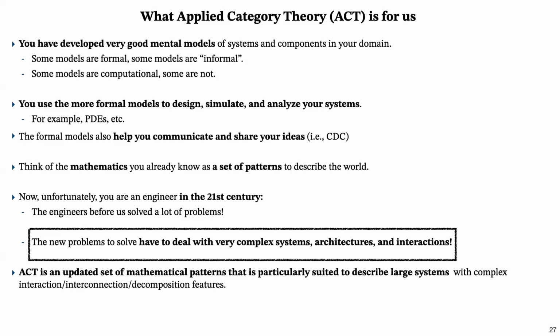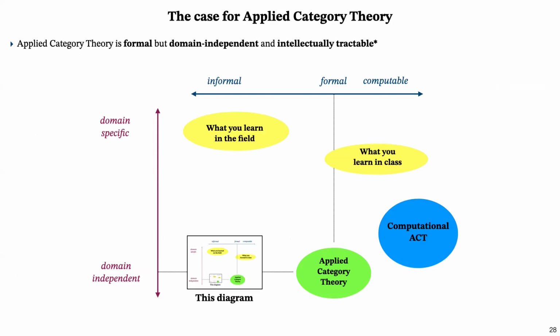Now, the unfortunate thing, if you're an engineer today, is that we are in the 21st century. So a lot of the problems we deal with talk about architectures, compositions, interactions between components, all sorts of these things. So I see applied category theory, or we have many discussions with Yorgos, probably the new thing we have to develop, which is applied category theory, as an updated set of mathematical patterns to describe these large-scale systems. And this diagram shows a bit what I mean by it.